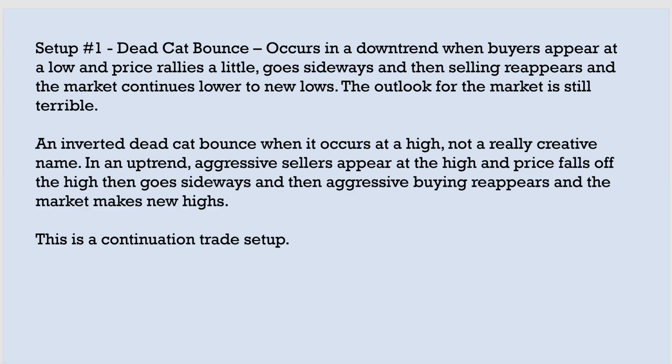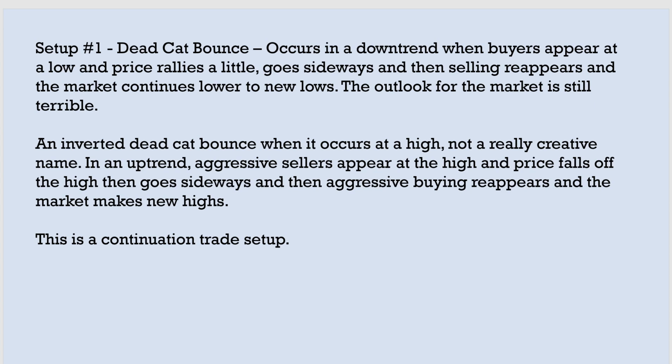Okay, so the first setup is what I call the dead cat bounce, and it occurs in a downtrend when buyers appear at a low. The price rallies a little, goes sideways, and selling reappears, and the market continues lower to new lows. The outlook for the market is still terrible. At a high, people don't refer to it as an inverted dead cat bounce, but it can happen at a high, and when it does, aggressive sellers appear at the high, prices fall off, then go sideways, and aggressive buying reappears. The market makes new highs. Now this is a trade setup for continuation.